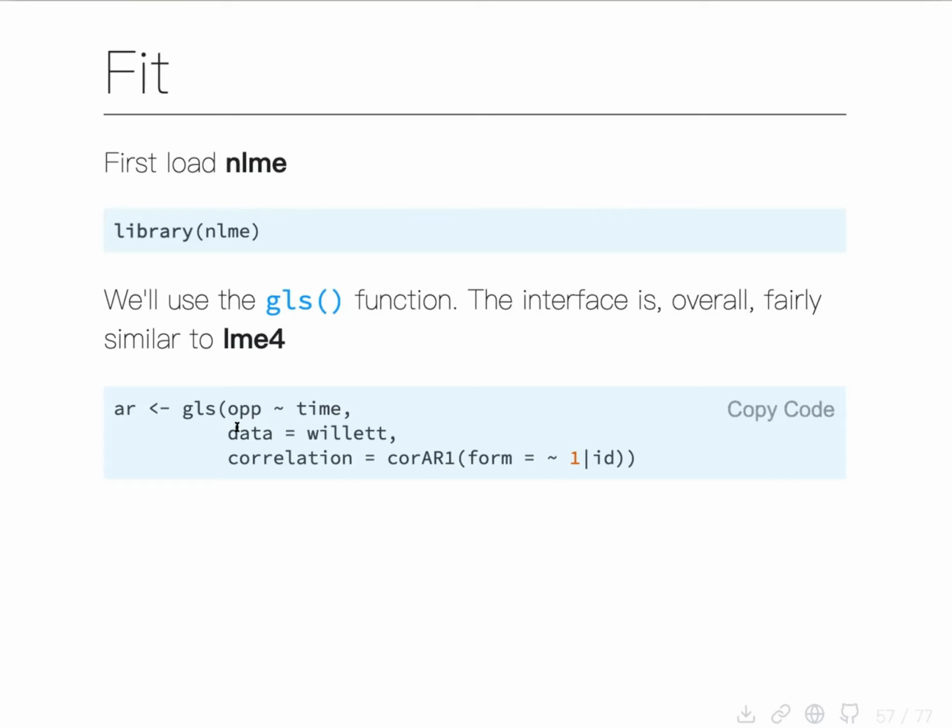So this first part is just the same as LM. We're going to say opposites naming data is predicted by time. The data is going to be Willett. And then this part is where we specify the residual variance covariance structure. So we say correlation is equal to corAR1, autoregressive 1, and we say the form is equal to 1 by ID.